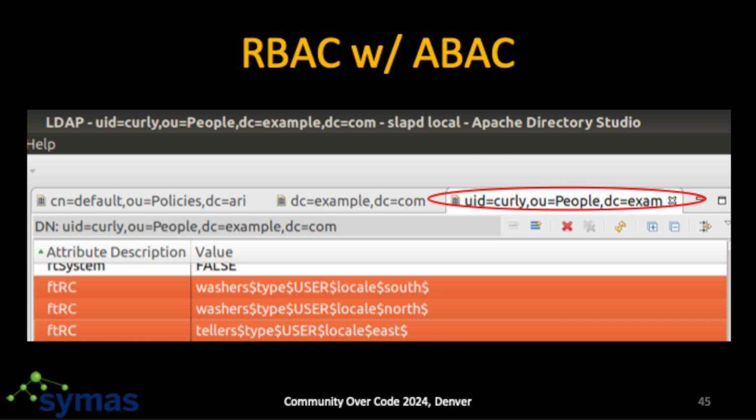I was using the Apache Directory Studio, which is one of the projects under Apache Directory, to browse Curly's entry. And then here's his attributes. Here's some attributes that correspond with his role assignments. So you can see here that he's got this washer role, and he's constrained by south and north, and then the teller role, and he's constrained by the east. So that's actually physically what the data looks like in the directory under Curly's entry.